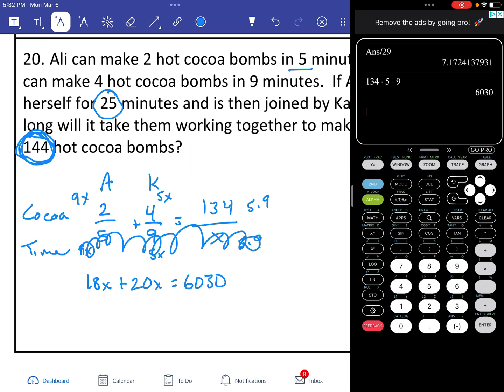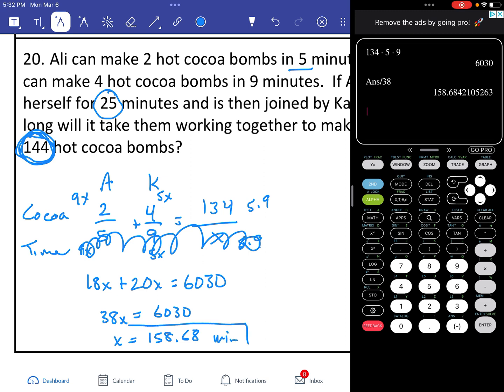So 18 plus 20 is 38x. 6,030 divided by 38. And x will equal 158.68 minutes if they're working together.